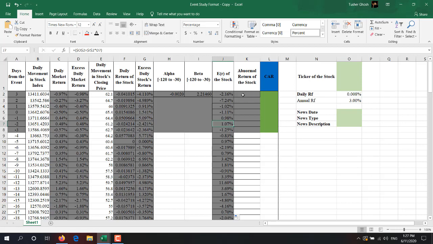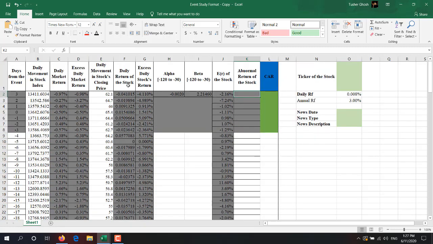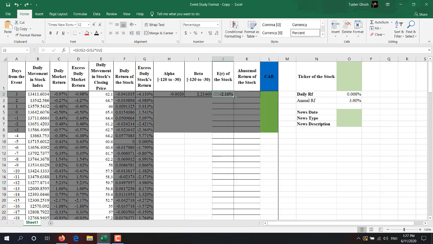But now we want to calculate the abnormal return. Maybe we don't need that up to these ones, so I'm going backwards. We just need up to this point. Okay. Alright, so the abnormal return is the actual return, which is the daily return of the stock. This is the actual return minus the expected return. So this one is the abnormal return, and we just do it like this, and okay.